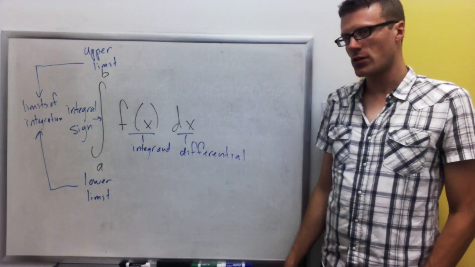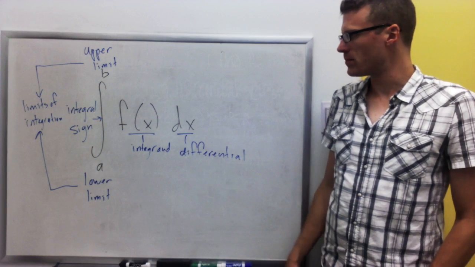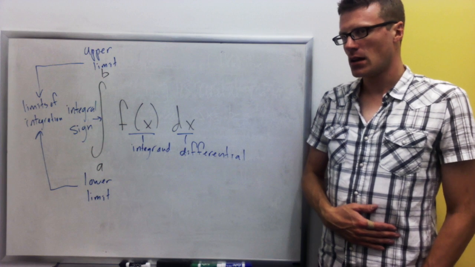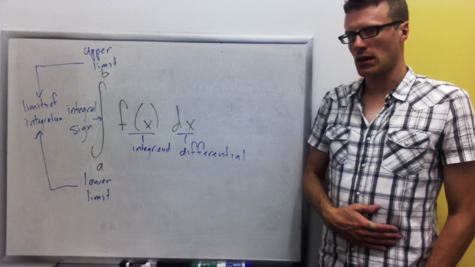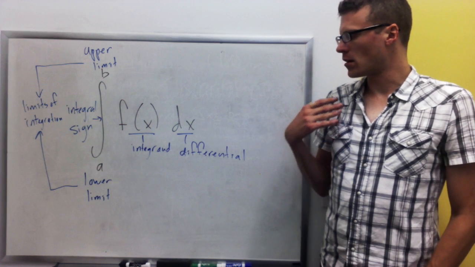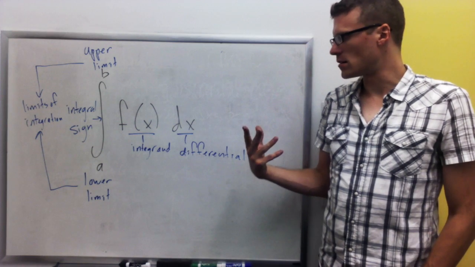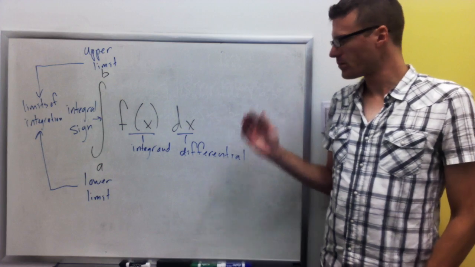f, the function, has a fancy name. It's the integrand. It's the thing that we're integrating. And this dx here is called a differential, and it doesn't really mean anything to us yet. But there are a couple of things that you could imagine it to be, let's say.